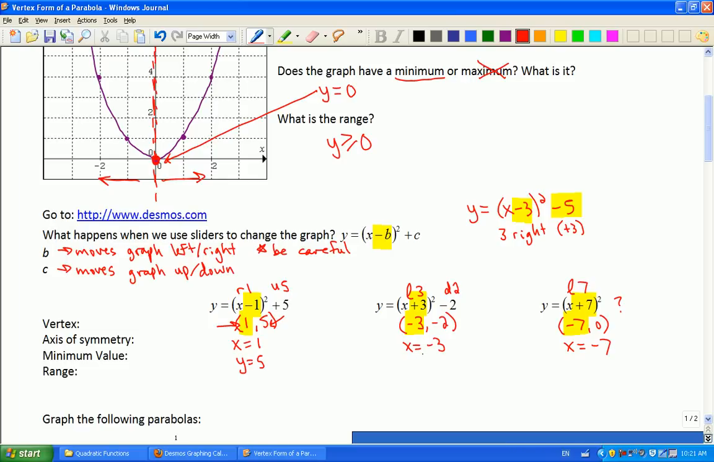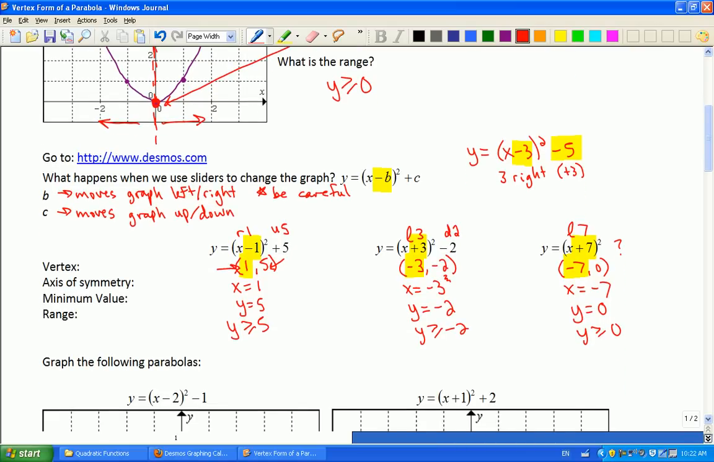Started at 0, moved down 2, so the smallest value is going to be -2, which is also the value that goes through the vertex. So again, over here, the minimum value would be 0. So these parabolas are pointing up, which means I know I can find the range now that I have the minimum value. Should be greater than or equal to 5. And y is greater than or equal to -2. Y is greater than or equal to 0.